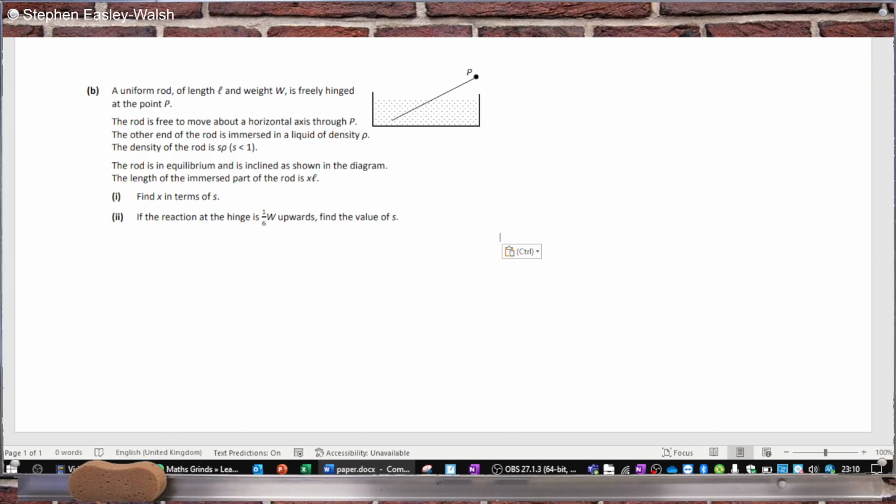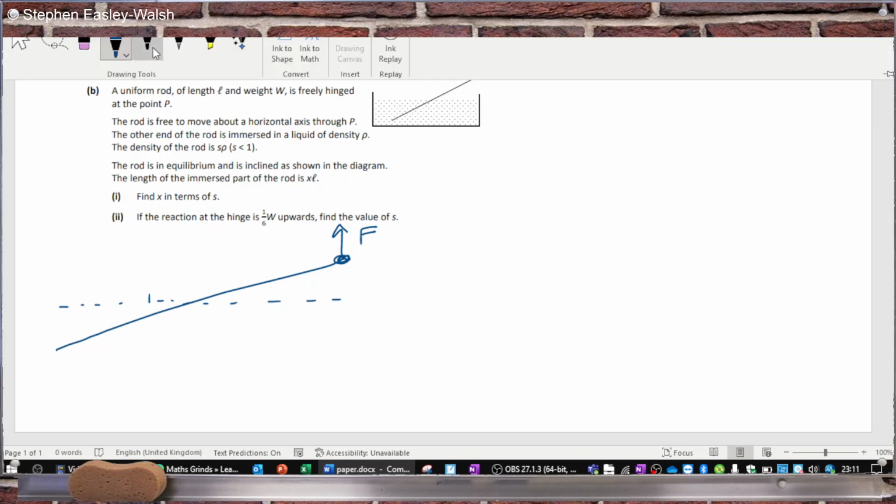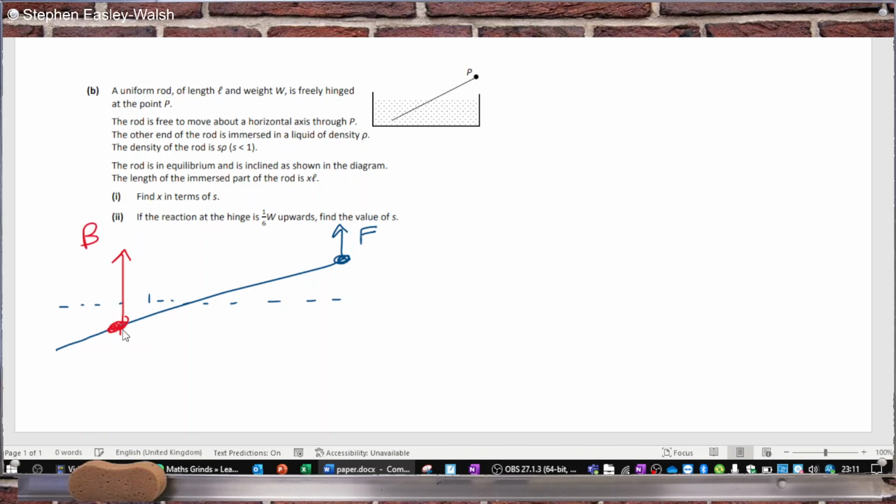Let's have a look here. So there's the rod, and it's partially submerged. There's the hinge, so there's a reaction here. We actually know what it is in the second part. And then there's the buoyancy force here for the submerged part, with the weight.